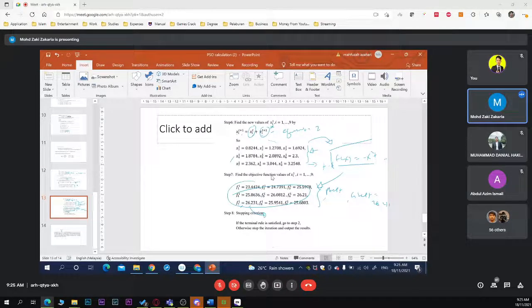So I nak you calculate like this and plot the graph: number of iteration against the fitness function f(x) equal to minus x squared plus ni. Iteration number 0 is iteration number 1. For this case, berapa ni? 26.7 kat sini, maybe 26.